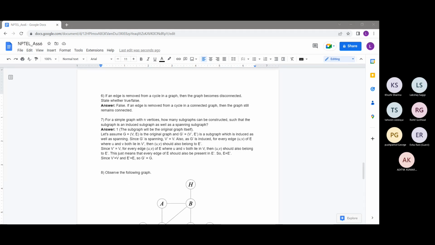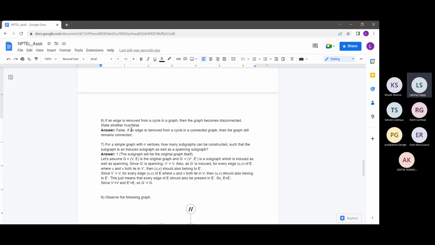So yeah. Okay, I just saw a question in chat. Tehseen was asking something related to the previous question. So sir, if cycle will break, then it will not make cycle. Yeah, Tehseen is saying for the sixth question, if an edge is removed from a cycle in a graph, then the graph becomes disconnected. Should it be true or false? Tehseen is saying that since an edge is removed from the cycle, it won't remain a cycle.